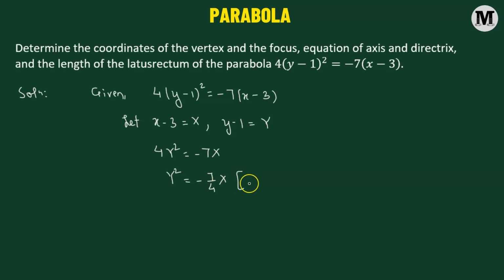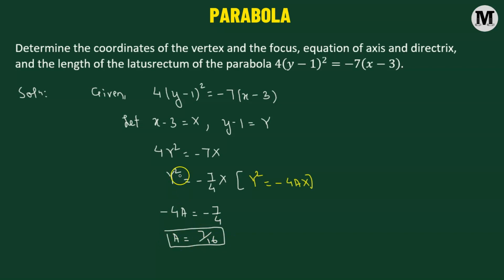Now, this is the equation of a parabola expressed in the standard form, y squared equals negative 4ax. If we compare it with the standard form, then we get the value for negative 4a, which is going to be equal to negative 7 over 4. So that means a comes out to be 7 over 16. This is the value that we will be using.